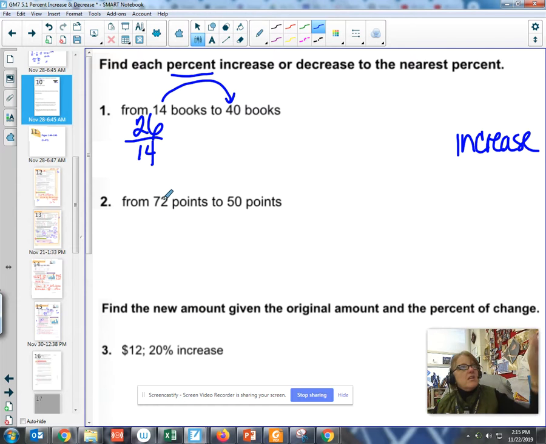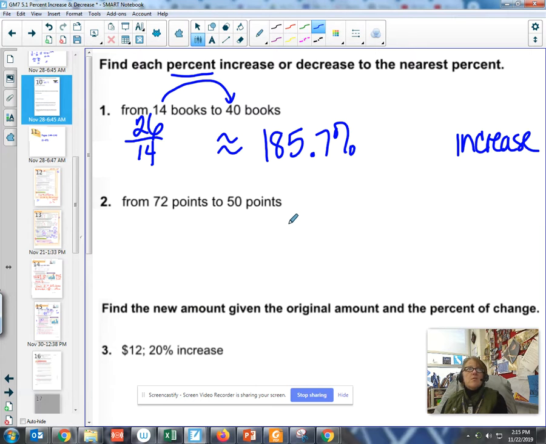Now, stop. 26 over 14 is more than 1. In fact, it's almost 2. That tells me you're going to get a huge percent here. It's more than 100%. In fact, it's almost 200%. Go ahead and do the math and change 26/14 into a percent. I'm going to round it because I get 185.7%. See? It's almost 200%. Yep. All right, next one.